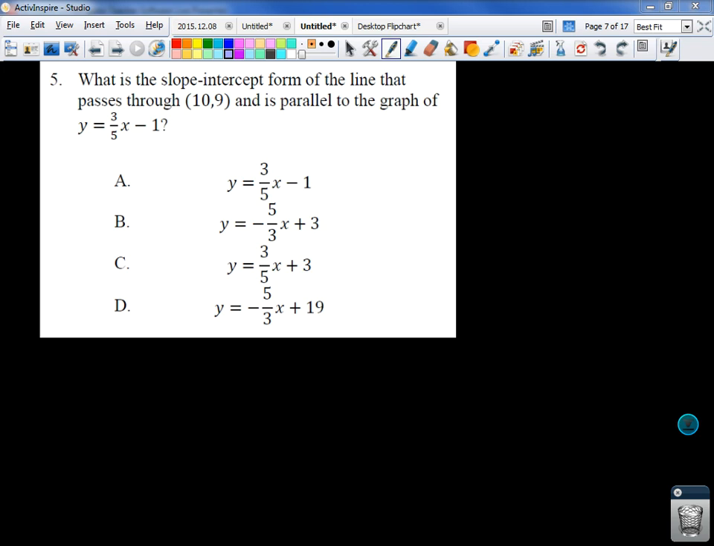What is the slope-intercept form of the line that passes through (10, 9) and is parallel to the graph of y equals 3/5 x minus 1? Before we can answer this problem, we need to know what it means to be parallel. What characteristic does it mean to be parallel?